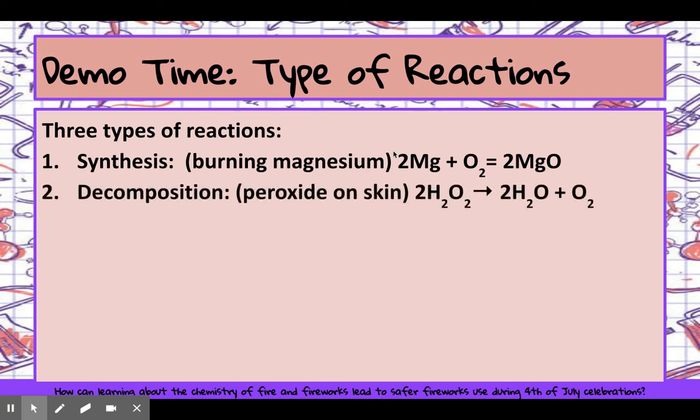The second kind of reaction is kind of the opposite of synthesis. Decomposition means to break down. So taking one complex molecule and breaking it down into 2 or more simpler molecules. So this one we talked about quite a bit in workshop number 1. If you put peroxide on your skin, it bubbles up, which is turning into water and oxygen gas.